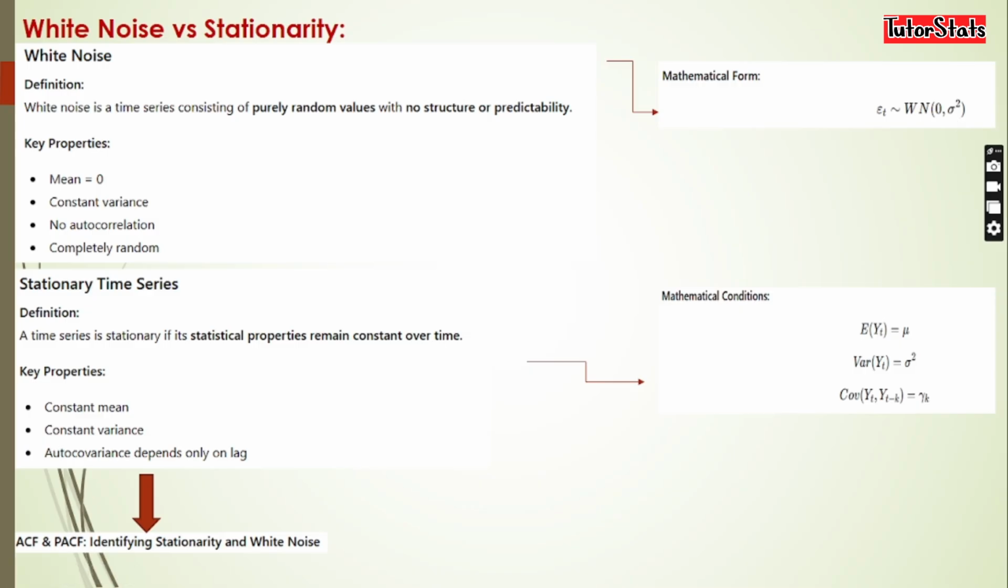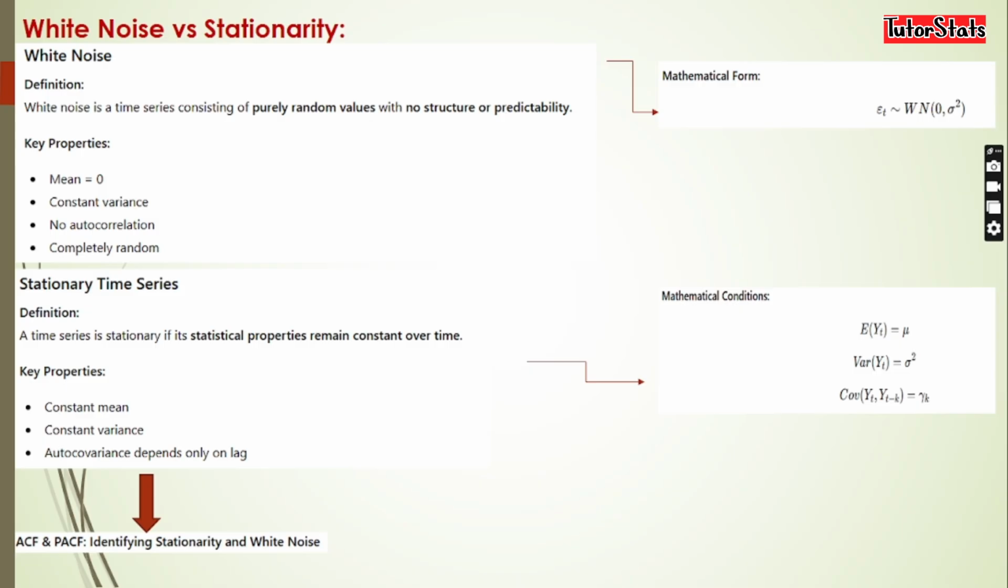What is a stationary time series? Now let's understand a stationary time series. A time series is called stationary if its statistical properties remain constant over time. In simple language, the average value stays the same. Variance stays constant. The relationship between values depends only on the time gap, not on actual time. So stationary data has constant mean, constant variance, and autocovariance that depends only on lag.